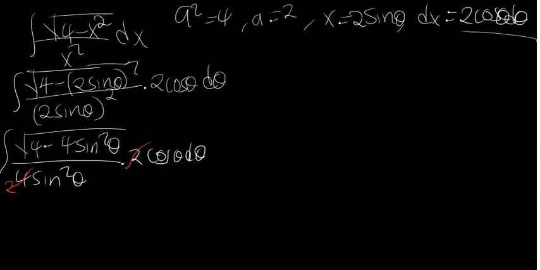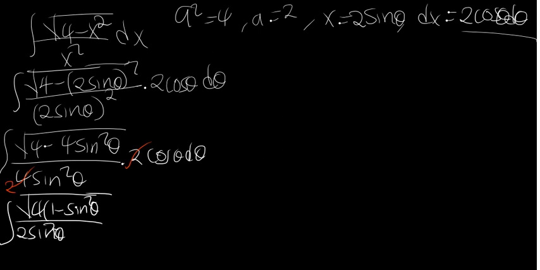So what are we going to do now? What we're supposed to do there is the integral of, we're going to factor out 4 (1 minus sine squared theta) divided by 2 sine theta squared, times cos theta d theta. Okay, we can start from there now.